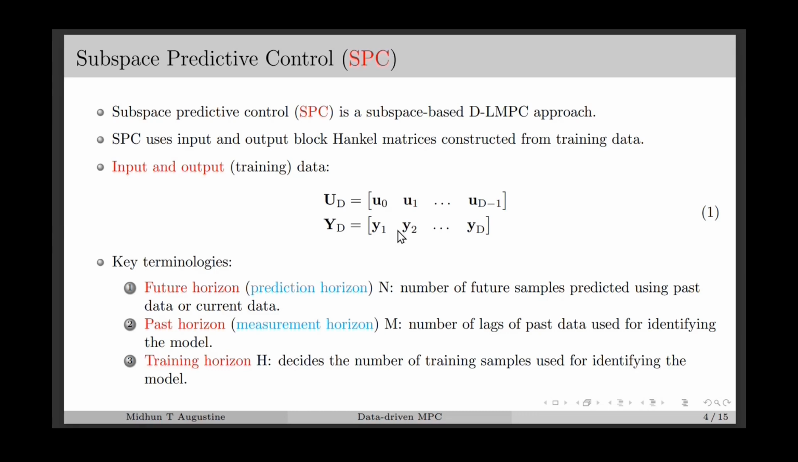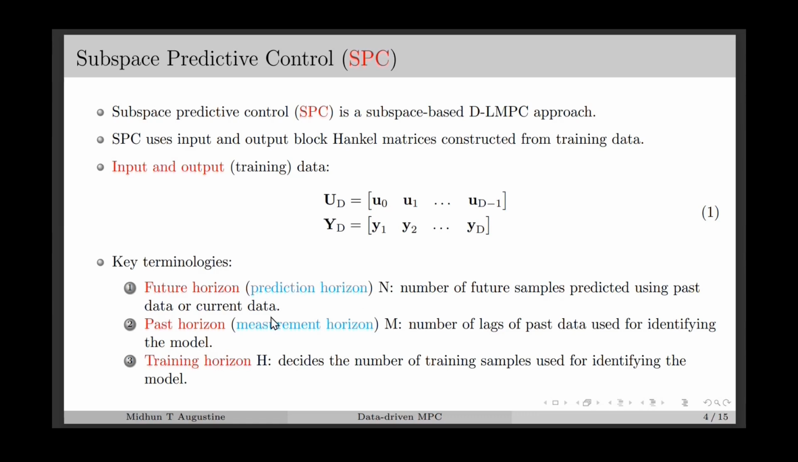Some of the key terminologies used in SPC are listed here. The future horizon or prediction horizon, denoted by capital N, is the number of future samples of output predicted using the past data or current data. This notation capital N is also used in MPC as well to denote the prediction horizon. So here we follow the same notation.